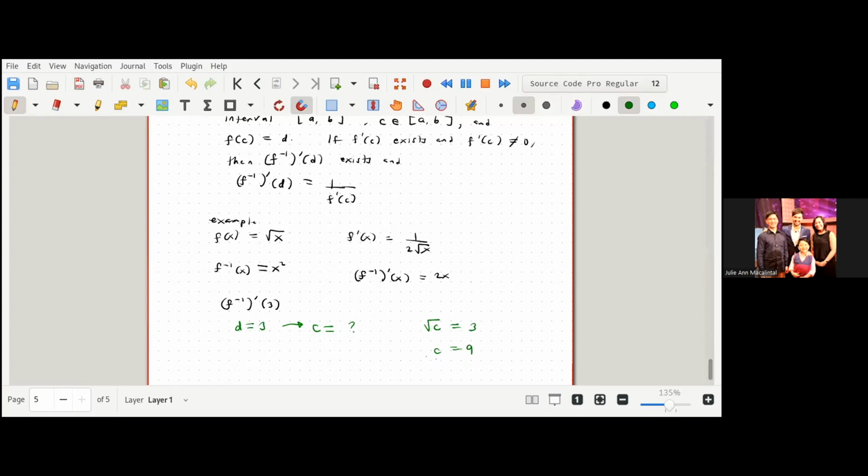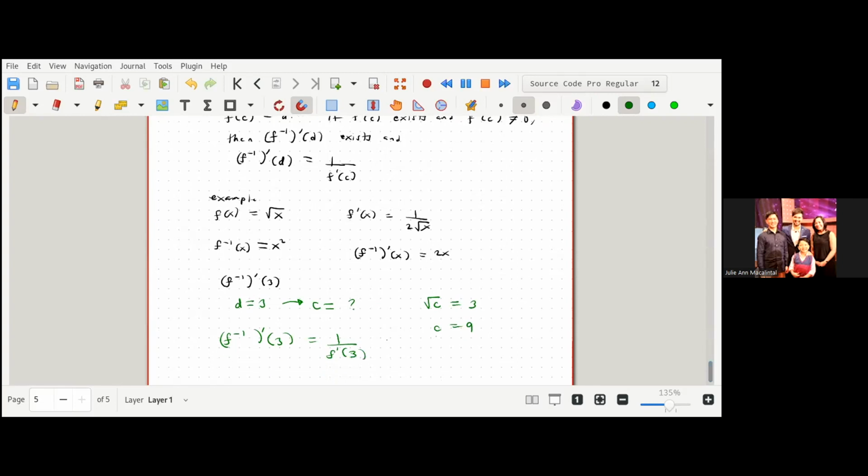Now, the derivative: f inverse prime evaluated at 3 is equal to 1 over f prime evaluated at 3. So if you want to get the derivative, we just plug in. What's f prime? It's 1 over 2 square root of x. So it's just 2 and then square root of 3.